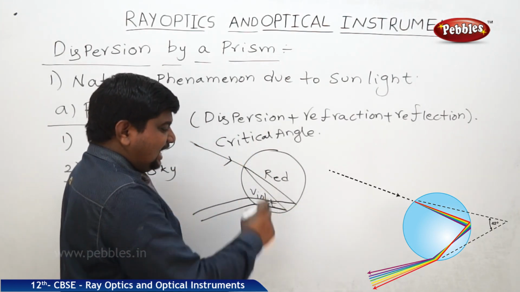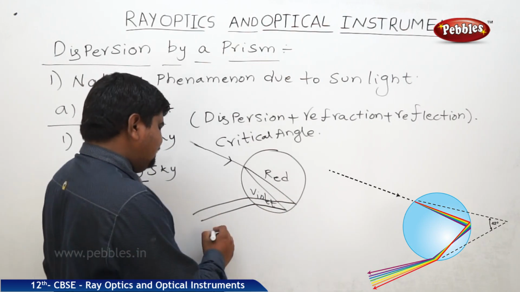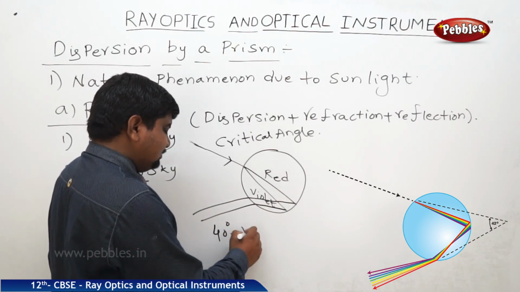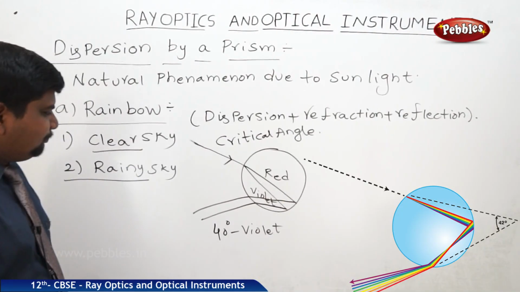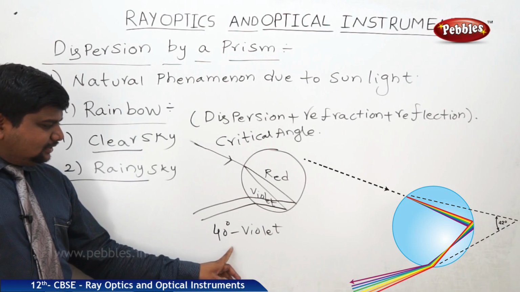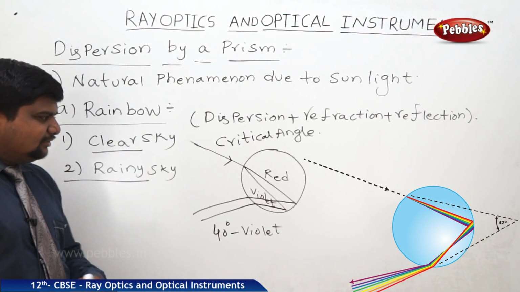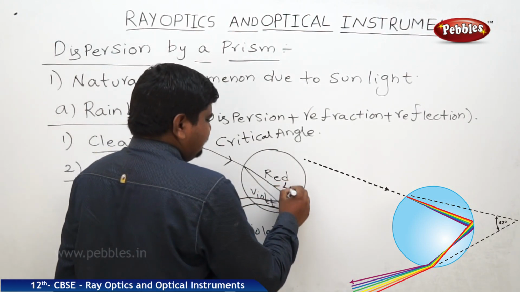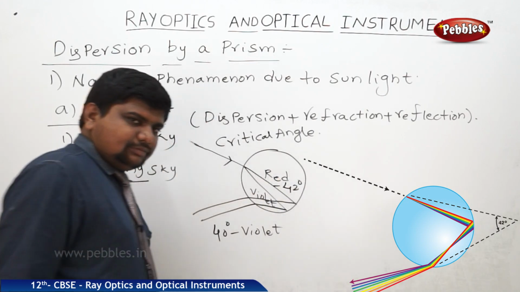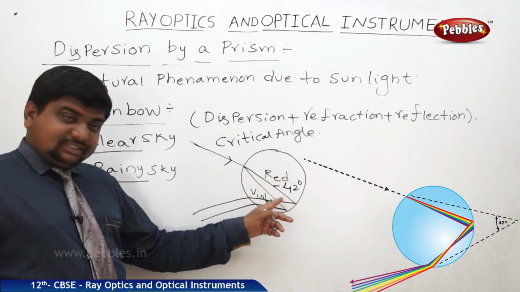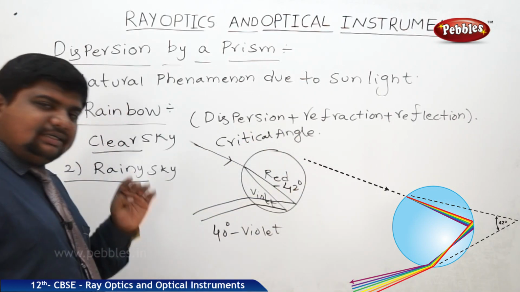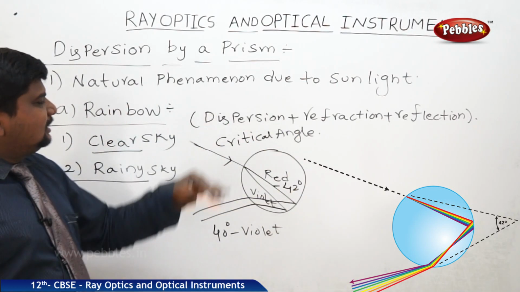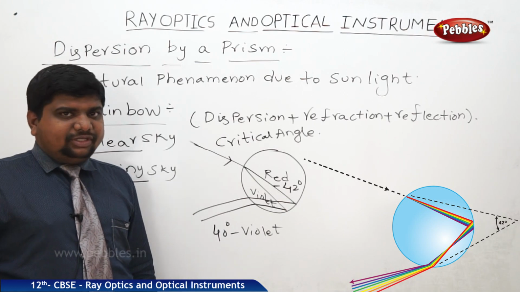So there is an angle of deviation for the colors. For violet, it bends at 40 degrees. For red, it bends at 42 degrees. Like that, dispersion, refraction and total internal reflection take place. Because of that, this rainbow appears to human beings.